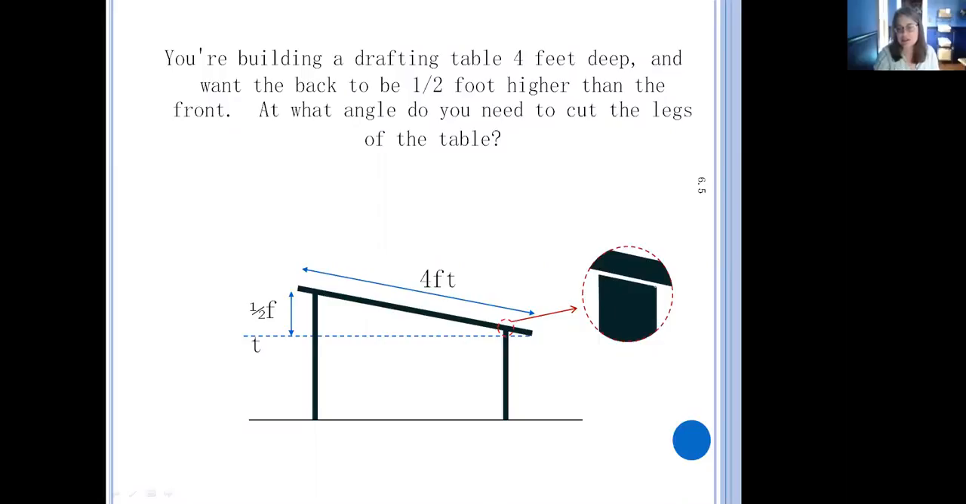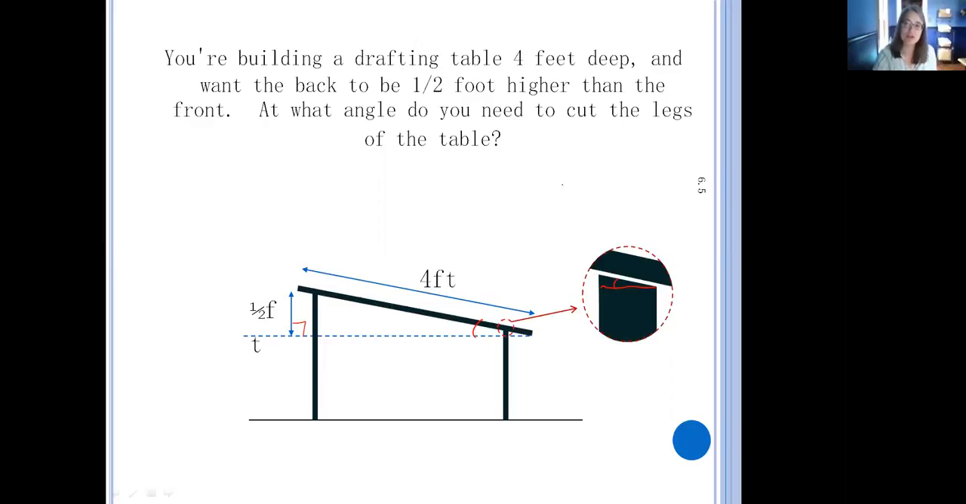So you're going to cut them at some angle here. Well, this angle right in here is the same as this angle. So what we have is a right triangle with a vertical leg of 1/2 and a hypotenuse of 4. And I want to know this angle.